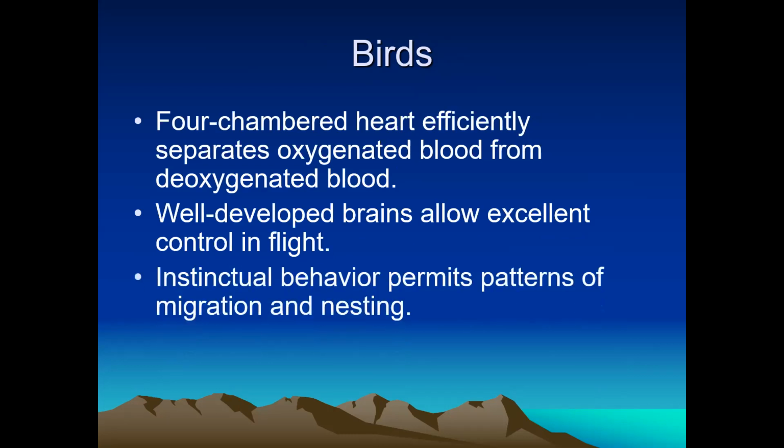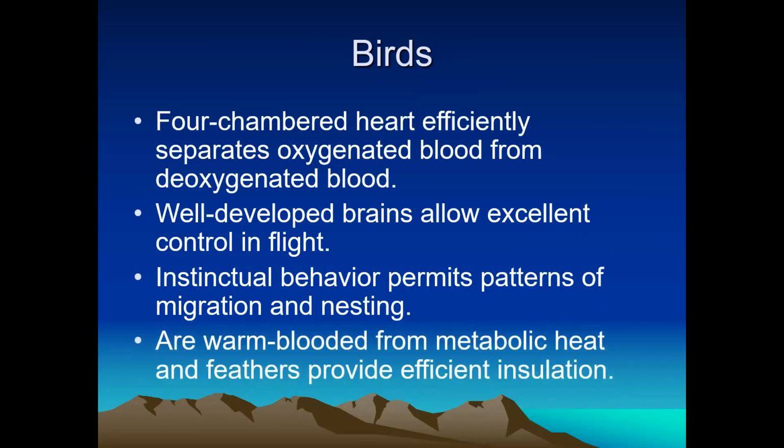Well-developed brains, excellent control in flight, instinctual behaviors, warm-blooded. So the reptiles were cold. Here's our first class of warm-blooded animals, and that means they've got a high cell metabolism, so cellular respiration generates heat, enough to keep the body at a pretty high temperature. Then feathers provide insulation to help maintain that heat next to the body and keep the body warm.